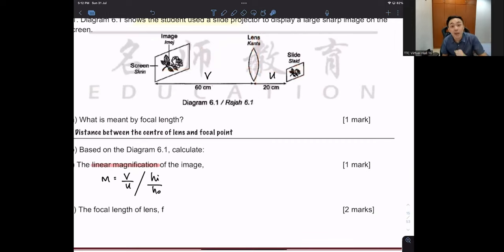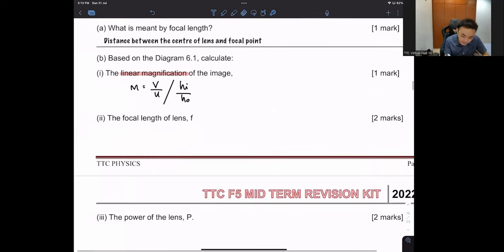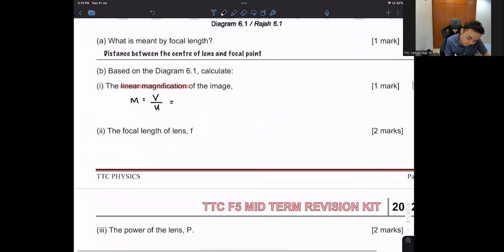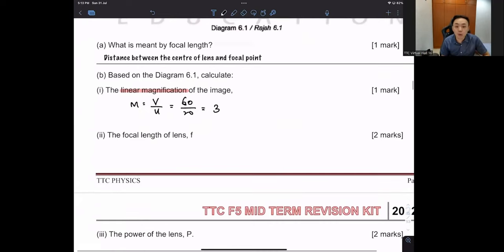Sometimes what they like to do, they will tell you the whole thing here, the distance between slide and image. That one is not the answer because that is the whole thing. You only want image to lens and then lens to object. Separate them, see? You're always starting from the lens. You get it? So that's why here, I will do V over U. The V is 60. The U is 20. So the answer, we got 3. Magnification has no units, it's a ratio only. Think about it, cm divided by cm, there is no unit. Fair enough. Next one.